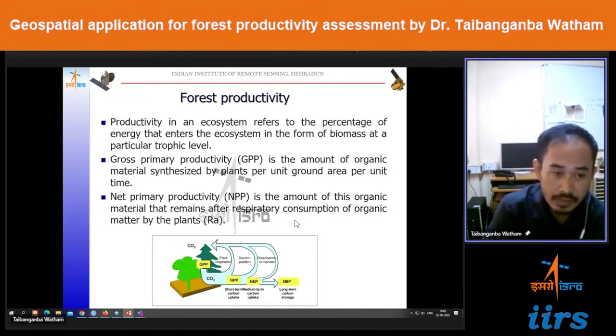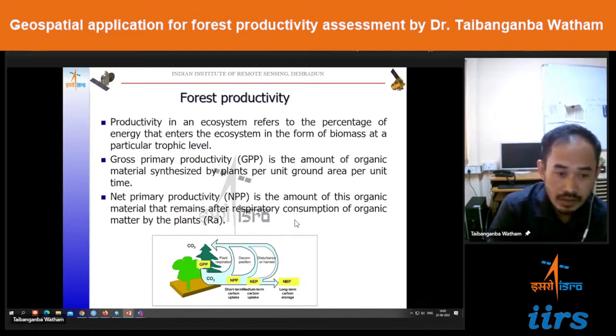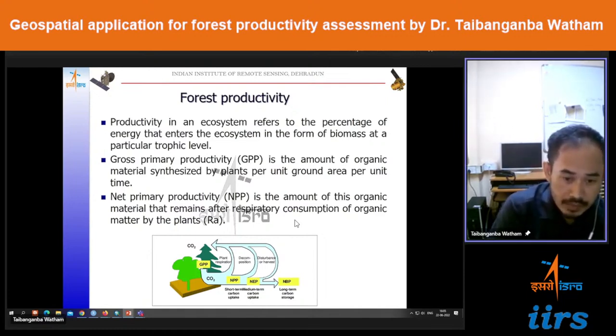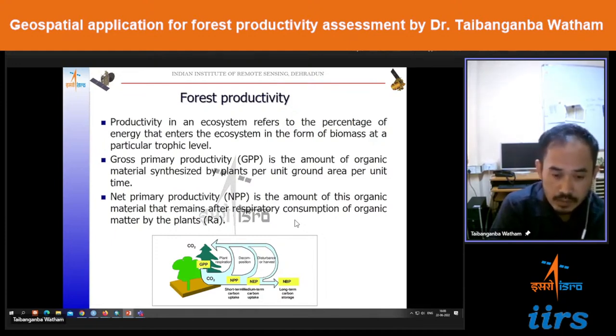So when we generally talk about productivity, we can further classify it into primarily two types. The first one is the gross primary productivity, also known as GPP, and it is the amount of organic matter that is synthesized by the plant per unit area per unit time. And the net primary productivity is the amount of organic matter that remains after respiration, or the organic matter that has been released back to the atmosphere due to consumption by the plant itself.